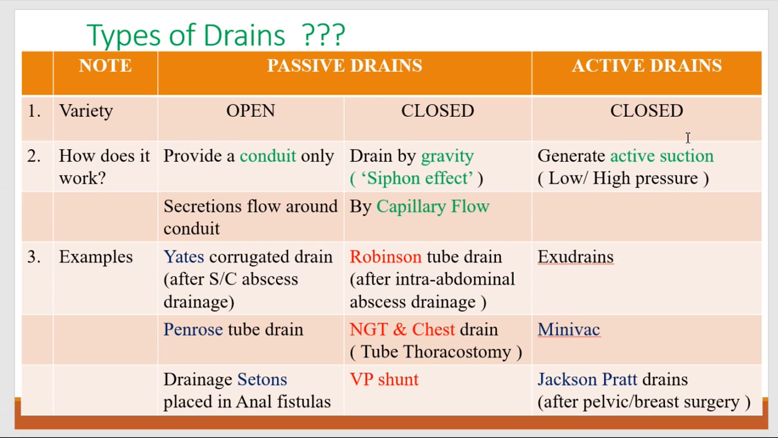Why closed variety? Because it is actively functioning. We have to create a negative suction pressure, and that's why it has to be closed from all around. That's why only the closed variety is there. It generates active suction. It could be low pressure or high pressure. All the vacuum assisted drains come under this group, the closed active drain. For example, exit drains or mini vac. You must have seen these mini vac or vacuum suction devices.